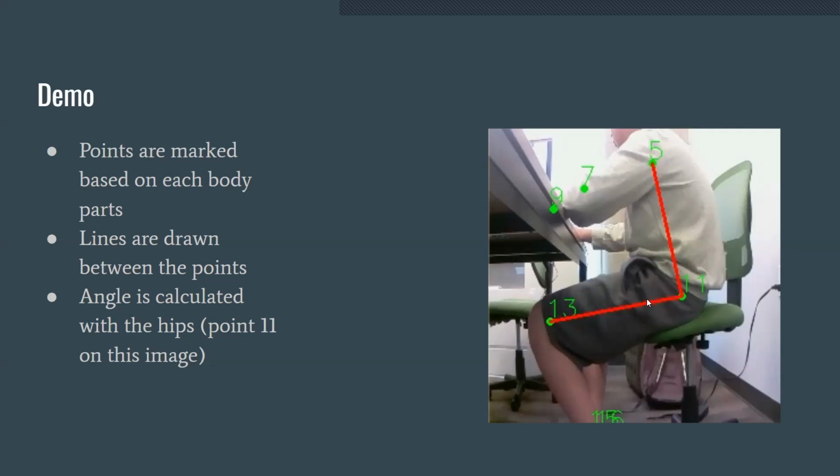For example, this one, and also this camera also works on the right side. So even if I put it on the right, it will work the same. And the angle is calculated with the hips, and it says 0.11 on the image over here. This is an image of it, and it explains how it works.